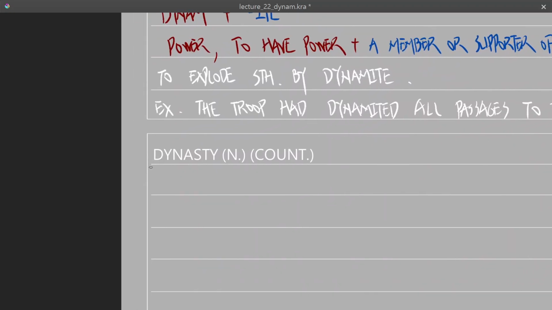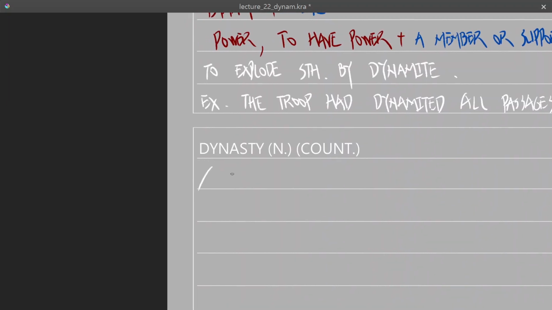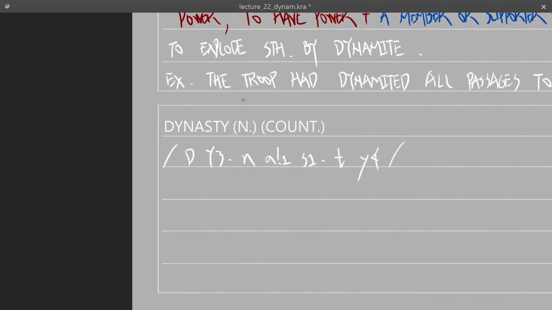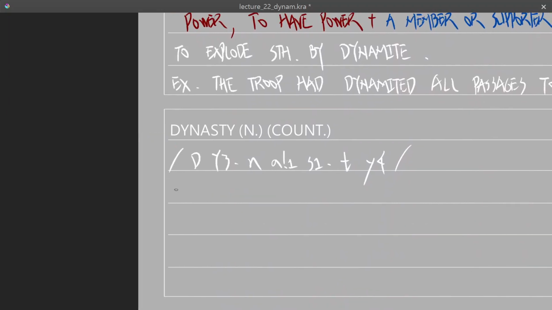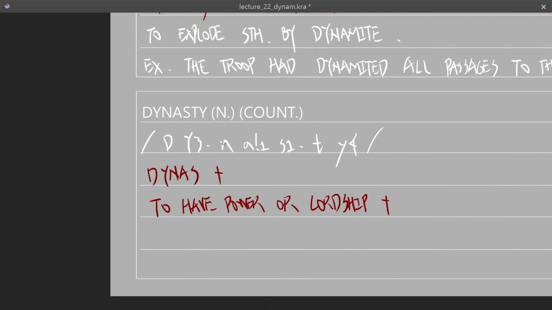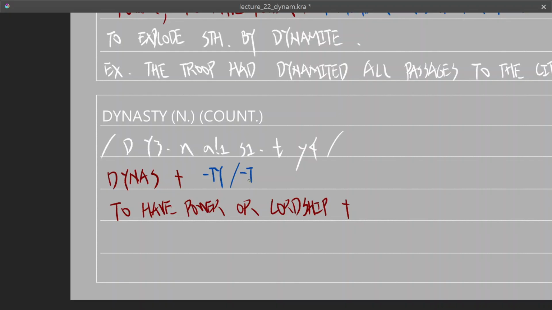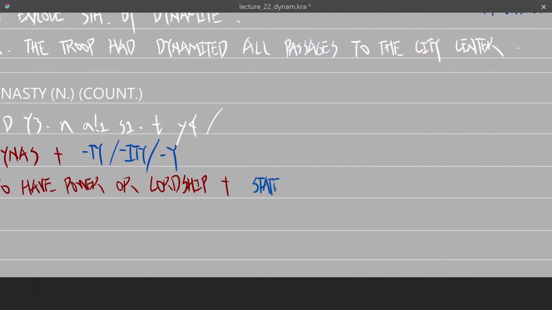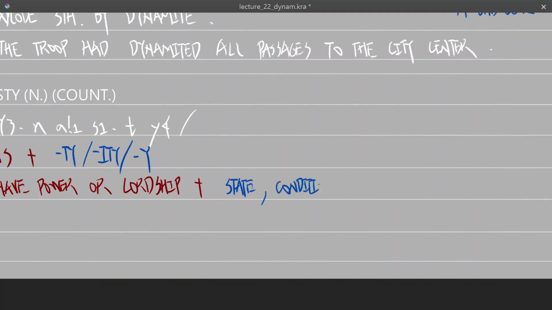Next, we have dynasty. For example, E-I-E, dynasty. And we have the root dynast, meaning to have power or lordship. Lastly, we have the suffix, a variant of ity or simply y, meaning state, condition, or quality.